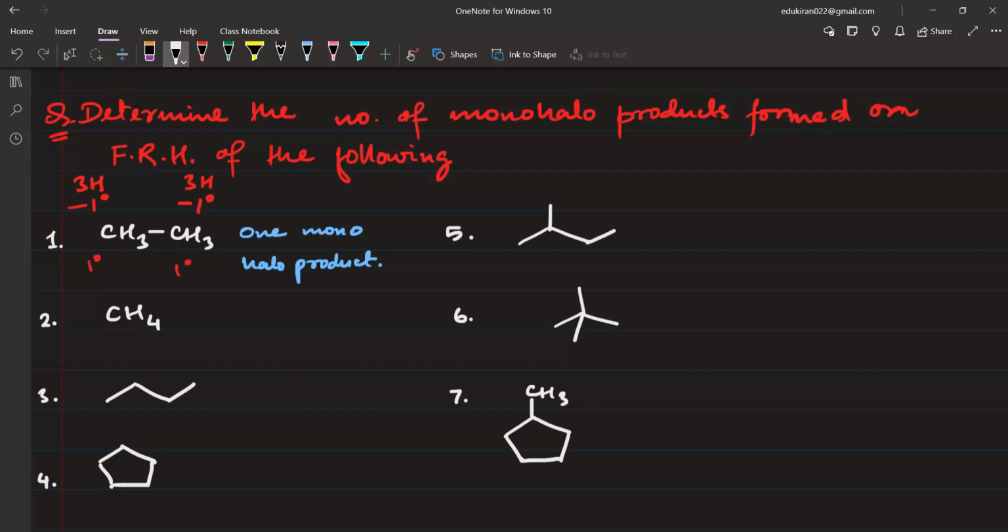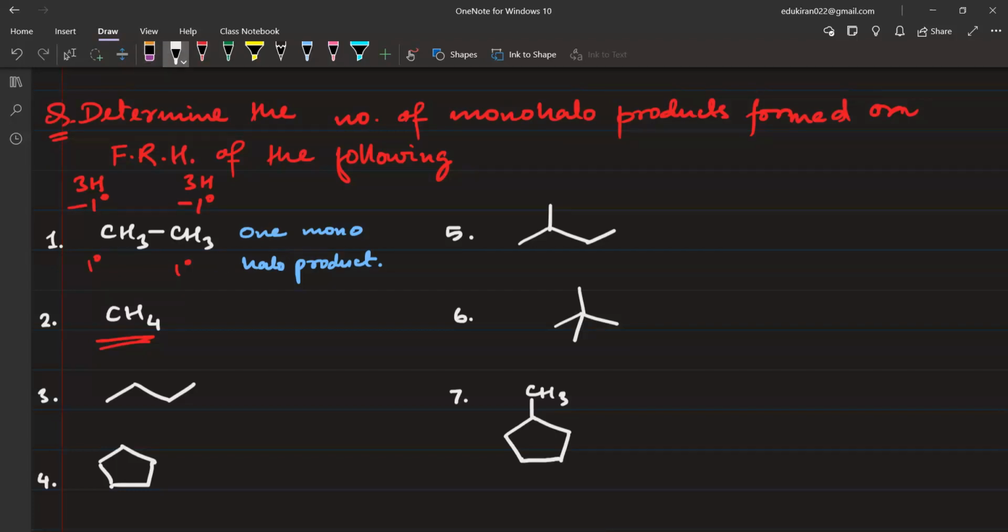Why will there be any more bonds then? I am not seeing where there will be more bonds. So what about here? Carbon is already having 4 bonds, correct, Madiha? Yes, sir. So why are you writing one product then? So in the 7th one also it will be one product. I'm not asking that. Just answer what doubt you had.